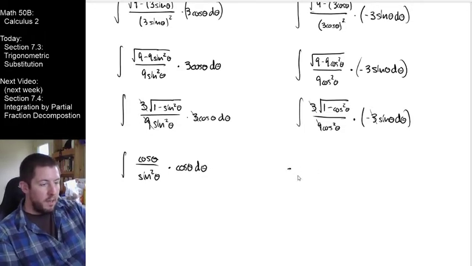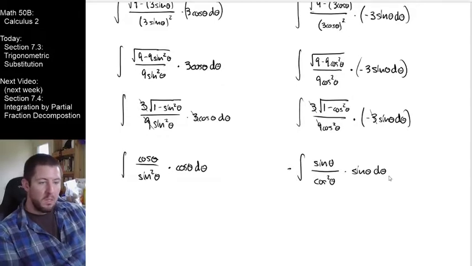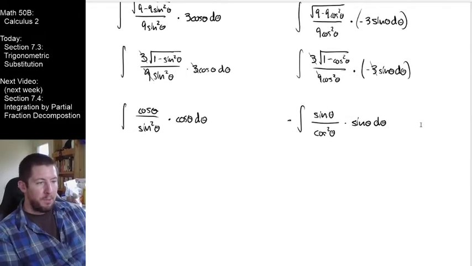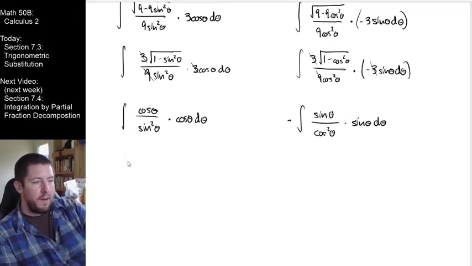Similarly over here, the only real difference is I'm going to get the negative out front here. 1 minus cosine squared is sine squared. Square root of sine squared is just sine. So we're getting some very, very similar things, except they're actually like the exact opposites of each other right now.